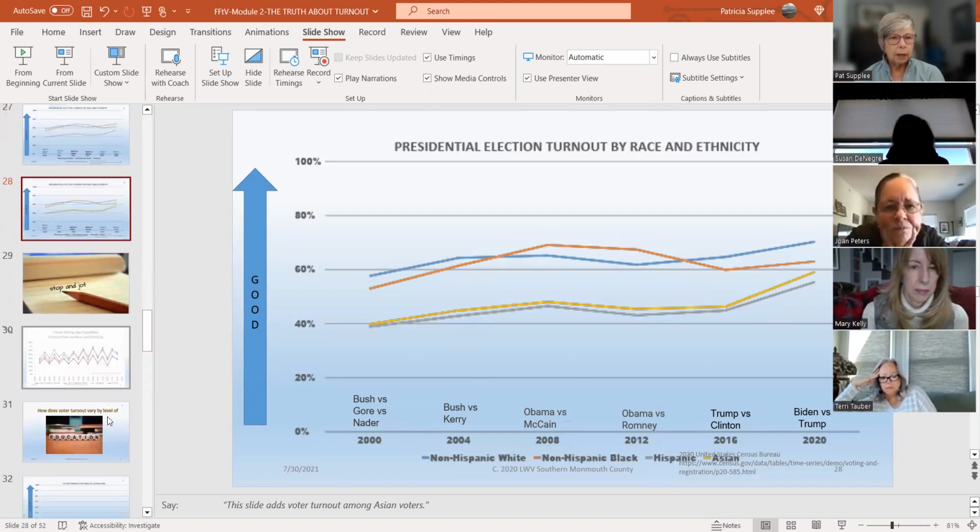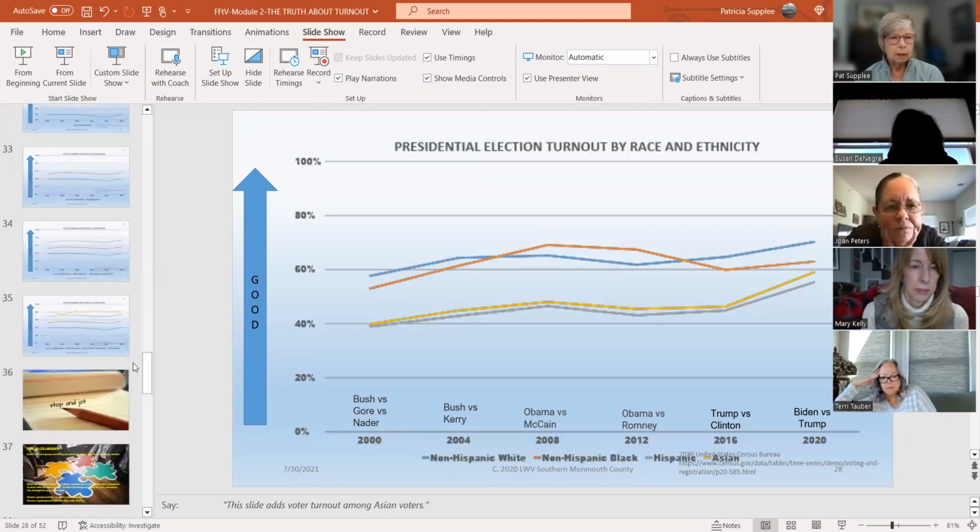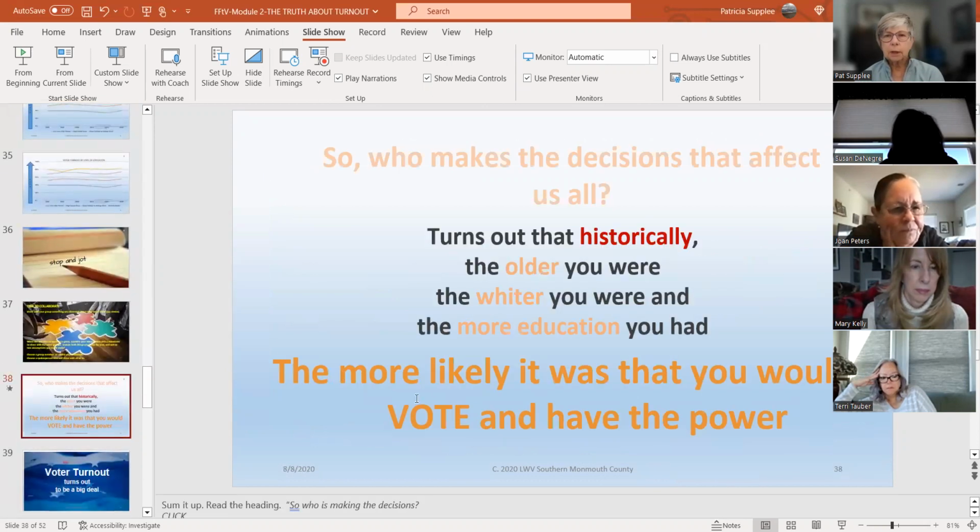But the way we changed the slide that I was talking about, oh, that isn't changed. The young woman changed it to past tense. So who made all the decisions that affected all of us? It turns out historically, older, whiter, more education, the more likely it was that you would have voted and had the power. And it had been more like this initially.